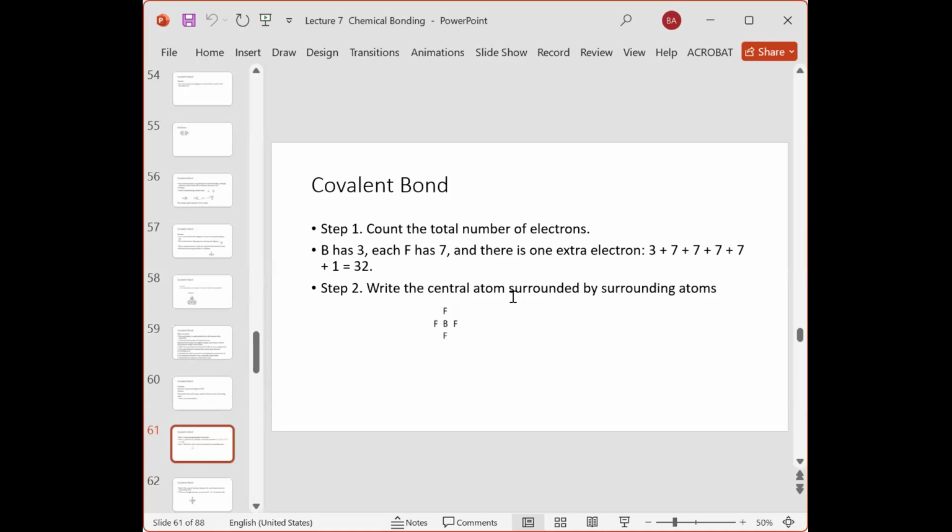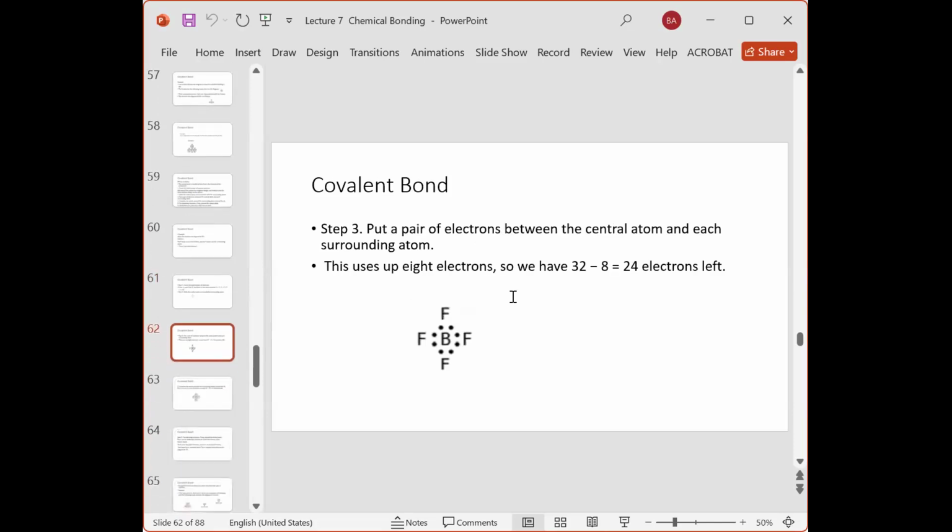So you write the central atom surrounded by the other atoms. Write the boron, and once you've written the boron, you surround it with the fluorine, and then start putting 1, 1, 1, 1, and then you go around again and put 1, 1, 1, 1. You see that you will get the octet rule. So that's how this is done. If there's any extra electron, then you can put it on the central atom.